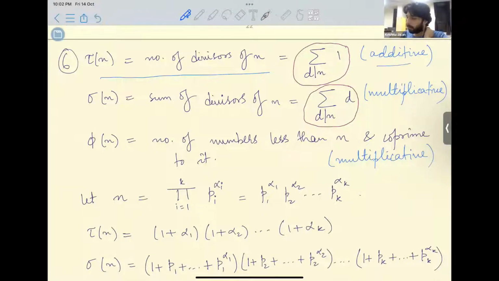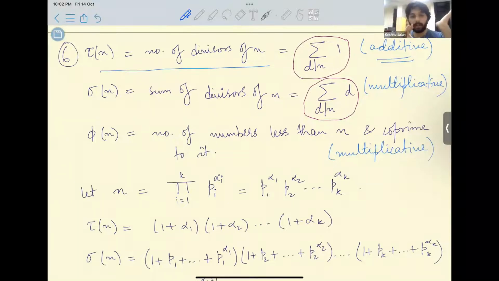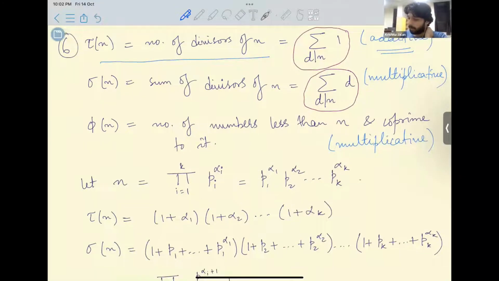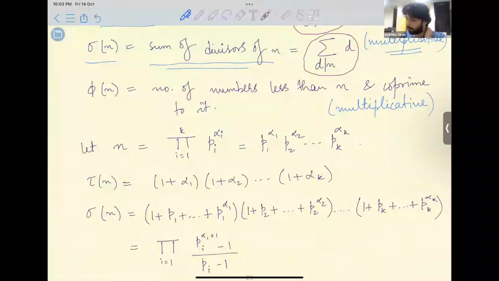It's an example of what is called an additive function. I'll explain what an additive function is. It's a class of arithmetic functions. These are all arithmetic functions. And then there is sigma of n, which is the sum of the divisors of n, which is shown to be the sum over divisors d such that d divides n. And this is an example of what is called a multiplicative function. This is also what I'll explain in a future slide.